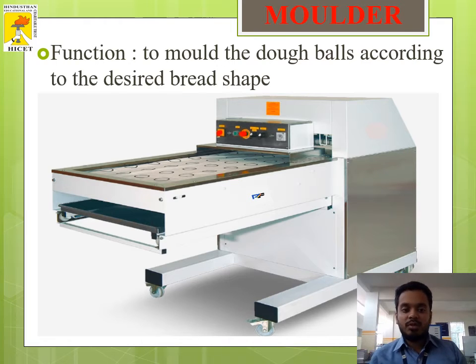Next one is molder. To mold the dough balls according to the desired bread shape. That is, it can be a star shape or circle shape, square shape. So the molder determines the shape of the bread or biscuits or cookies.